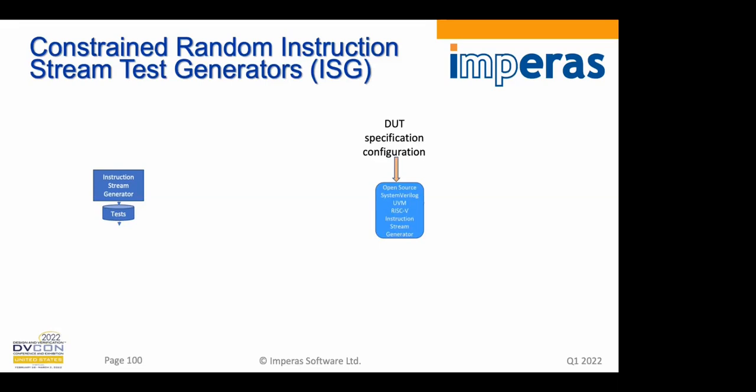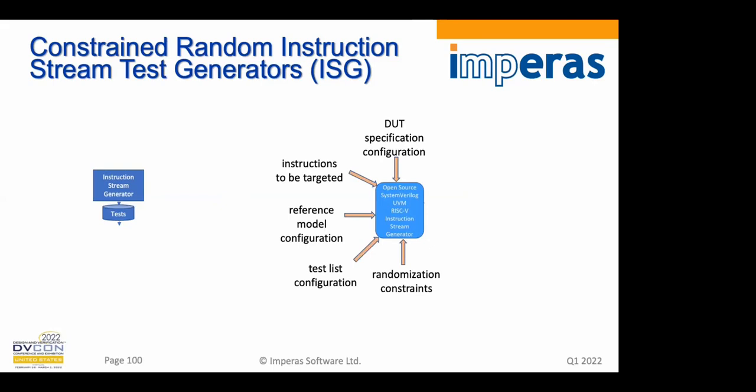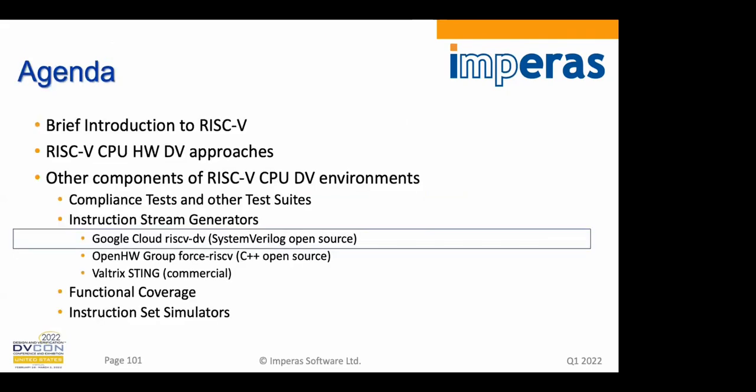And what you do is you have to specify the device that you're dealing with, the device under test, in terms of configurations. You target the instructions that you're trying to generate. You say what you're trying to do. You have to configure the reference model that you're going to be using for obviously comparisons. You obviously need to choose what tests you want to try and create. You can configure the test list, set some constraints for the randomization, and the output is you then get some tests.